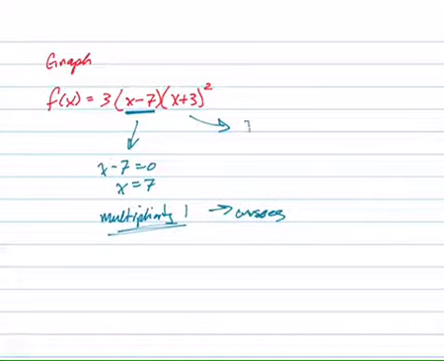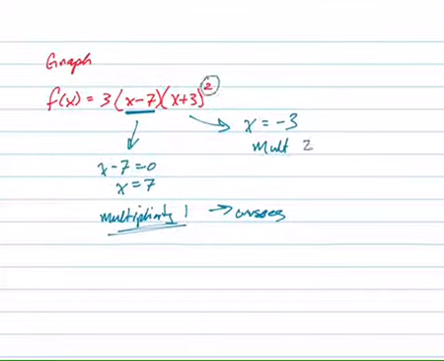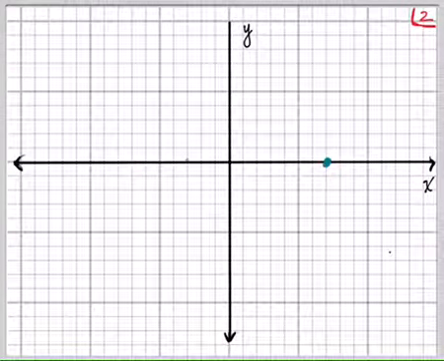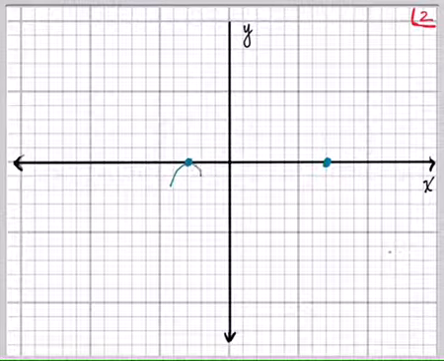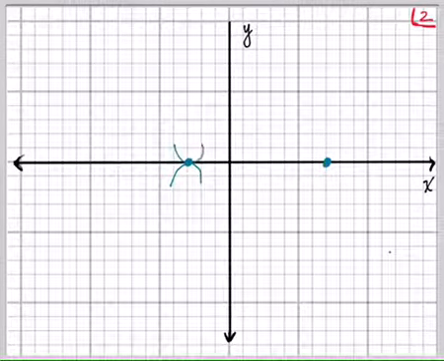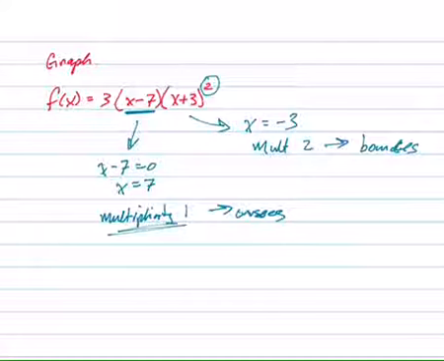This one right here means that x equals -3, but it has a multiplicity 2. And that's because of the squared right there. And that means it bounces. That's right. It bounces off of that point. So at -3, it's going to bounce. It's either going to do this or it's going to do that. I don't know which one yet, but I'll find out shortly.